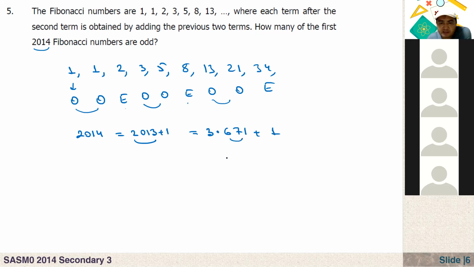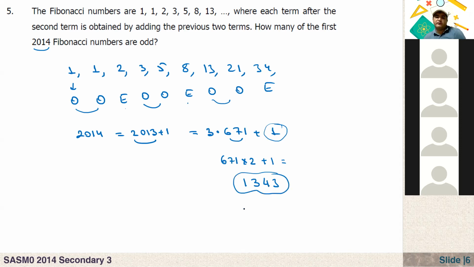So that means that 671 times 2, right? And after that, it is odd, odd, even, odd, odd, even, right? And odd, odd, even. What is this? This is also odd, right? And also it is plus 1, which is equal to 1343. So we have 1343 of them that are odd numbers.